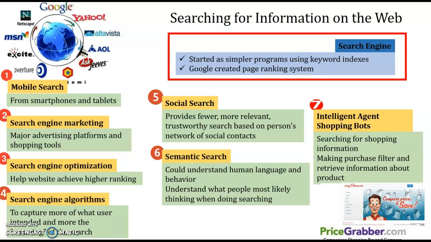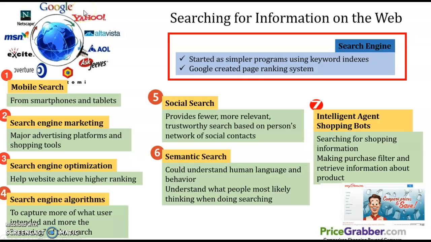Tadi kita ingat. Okay, searching for information on the web. Okay, kita menggunakan search engine. Of course, we use the search engine. Okay, started as simple programs. Kita pakai keyword index. And then Google created page ranking system. Everybody use Google. If you want to search something, you use Google. Okay, kita ada banyak sebenarnya. Kita ada menggunakan Netscape. Kita boleh guna MSN, Excite, Overture. Kita boleh guna AOL, Alta Vista, Yahoo.